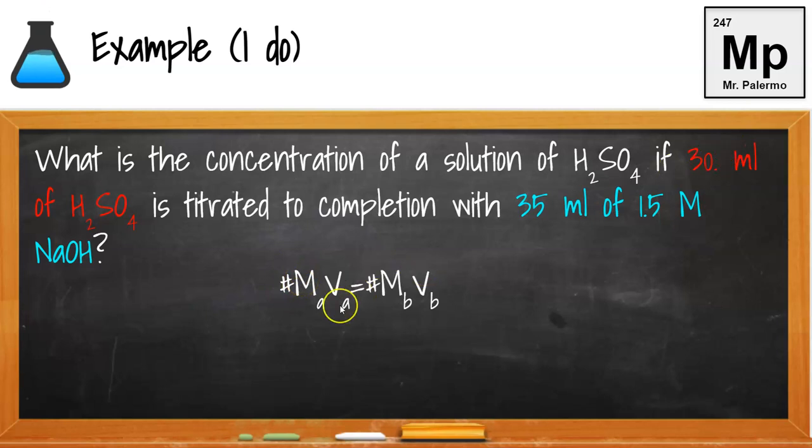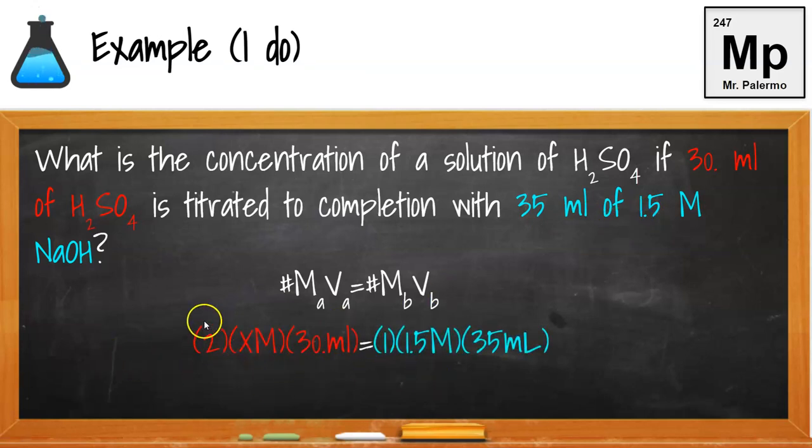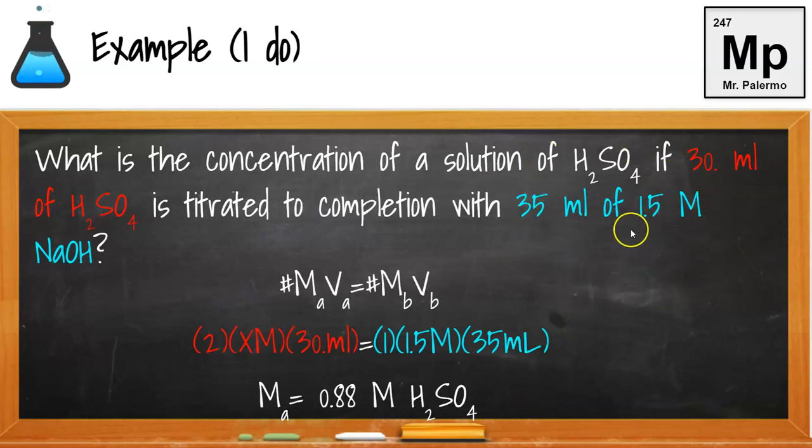We have the volume of our acid. We're solving for the concentration of our acid, that's Ma. We have the volume of our base, and we have the concentration of our base. And so when we plug it in, it's going to look just like this. So again, the 2 out in front of the concentration of our acid, indicating that we have a diprotic solution here. We're solving for the molarity of our acid, and everything else is filled in. And when we solve, we get a concentration of the acid to be 0.88 molar. So we used a 0.88 molar solution of H2SO4 to neutralize 35 mLs of our 1.5 molar sodium hydroxide.